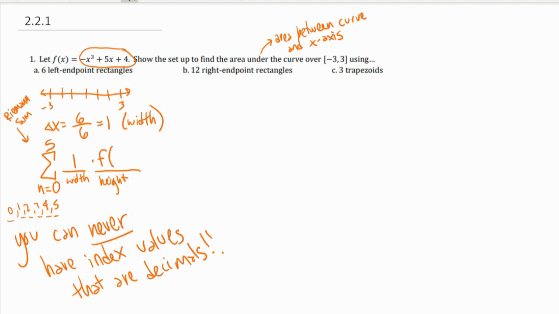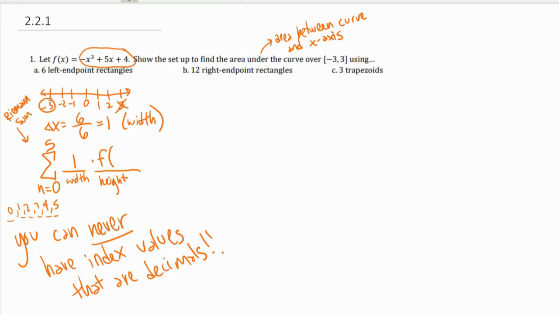and then this is where it gets a little tricky. Because if you think about your heights, it's going to be f of -3, then f of -2, then f of -1, f of 0, f of 1, f of 2. I will not be doing f of 3 because that's on the right-hand side, and I'm using left endpoint rectangles. So how do I get it so that if I plug in n equals 0 to 5, I get -3, -2, -1, 0, 1, and 2 by plugging in 0 to 5.